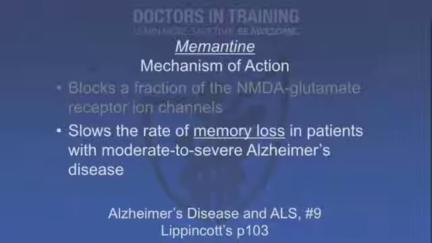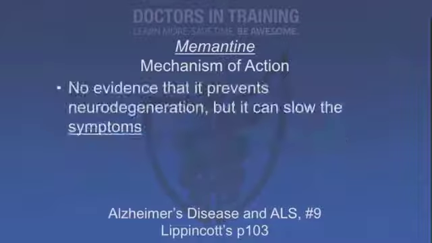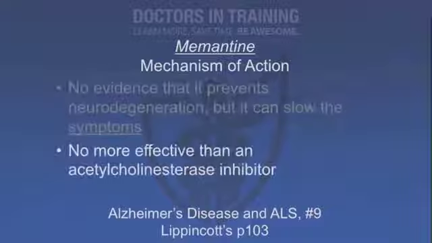So memantine slows the rate of memory loss in patients with moderate to severe Alzheimer's disease. There's no real evidence that it prevents or slows down the neurodegeneration, but it can slow down the symptoms, the memory loss. And there's no evidence that memantine is any more effective than an acetylcholinesterase inhibitor. The memantine is often given in combination with the cholinesterase inhibitor, and unfortunately there's no real long-term data that this combination is more effective than either drug by itself.